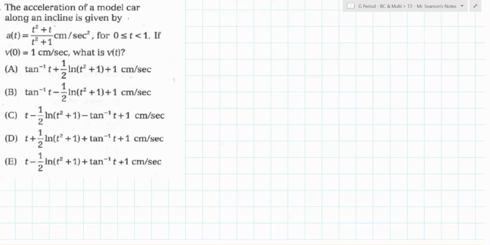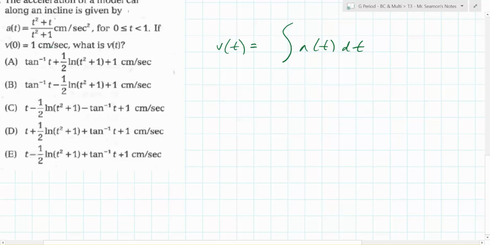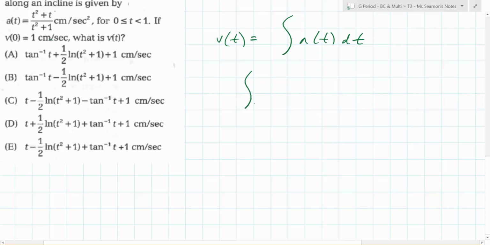Okay. The acceleration of a model car along an incline is given by a of t, and v at 0 is given. What is v of t? So what are they asking you to do? How do you find the velocity? V of t is going to be equal to the integral of a of t dt, right? Then we have an initial condition, so we'll have a plus c, and we use the initial condition to solve for the velocity. So what are we integrating here? We're finding the indefinite integral of t squared plus t over t squared plus 1.